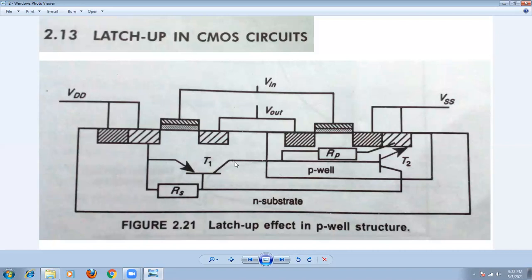So what is the meaning of latch-up? Just remember, this is the transistor, there exists the substrate resistance, this is the well resistance, and this is the well transistor. This depends upon the transistors here, so it behaves like a silicon controlled rectifier. The equivalent circuit of the latch-up will be like this.